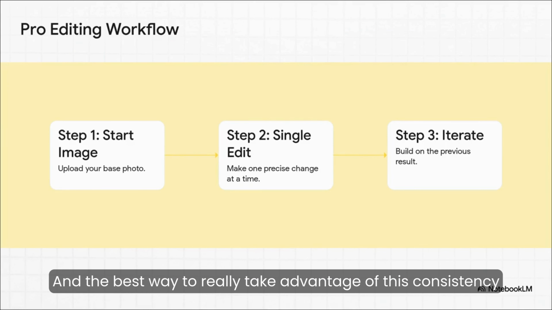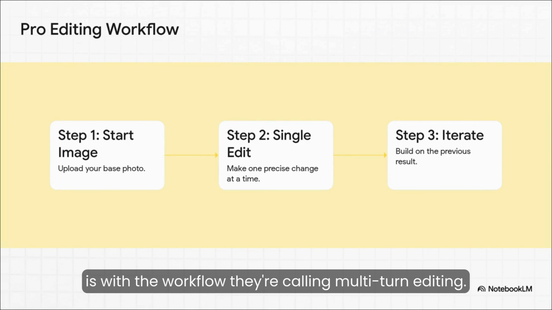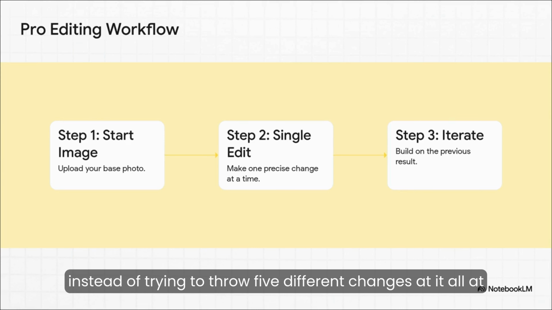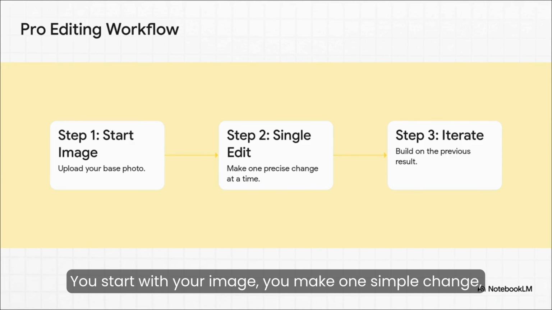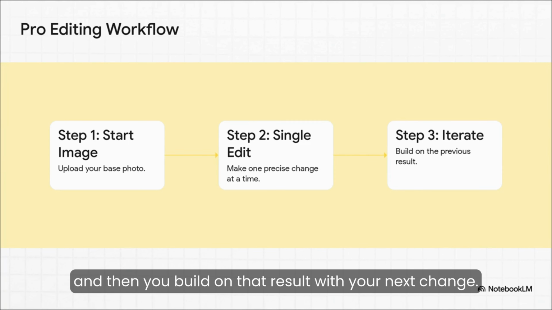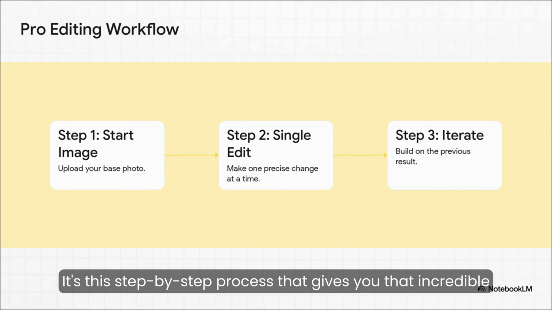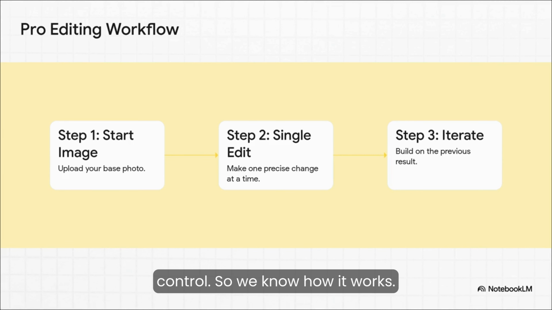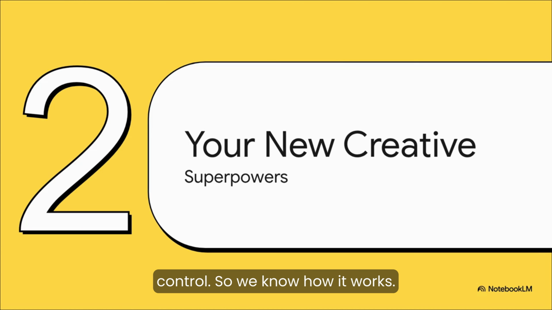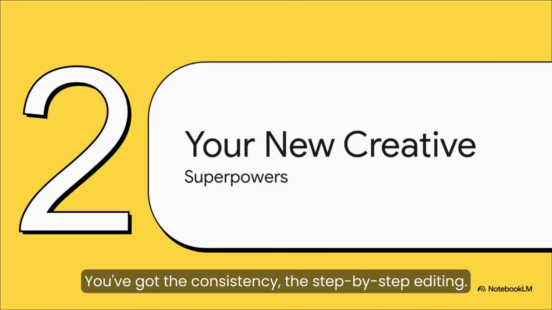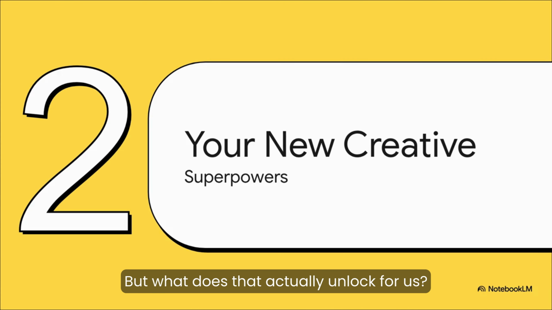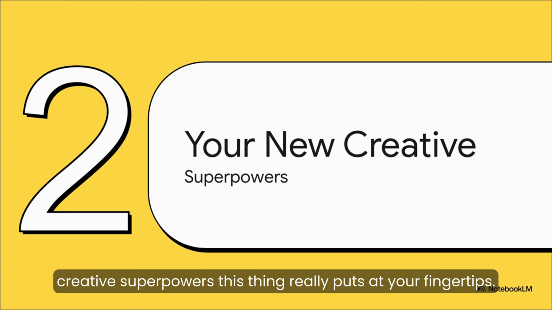And the best way to really take advantage of this consistency is with the workflow they're calling multi-turn editing. Basically, instead of trying to throw 5 different changes at it all at once, you work in layers. You start with your image, you make one simple change, and then you build on that result with your next change. It's this step-by-step process that gives you that incredible control. So we know how it works. You've got the consistency, the step-by-step editing. But what does that actually unlock for us? Let's get into the creative superpowers this thing really puts at your fingertips.